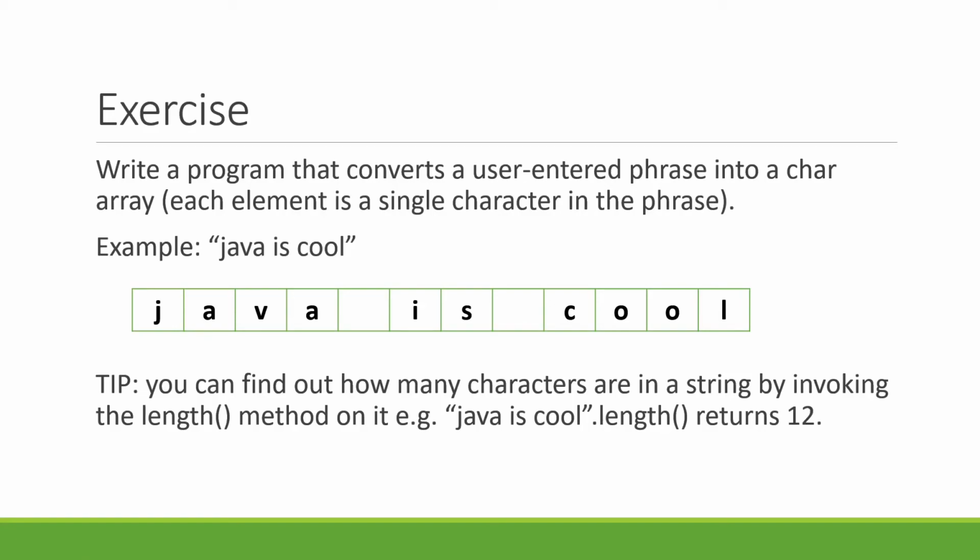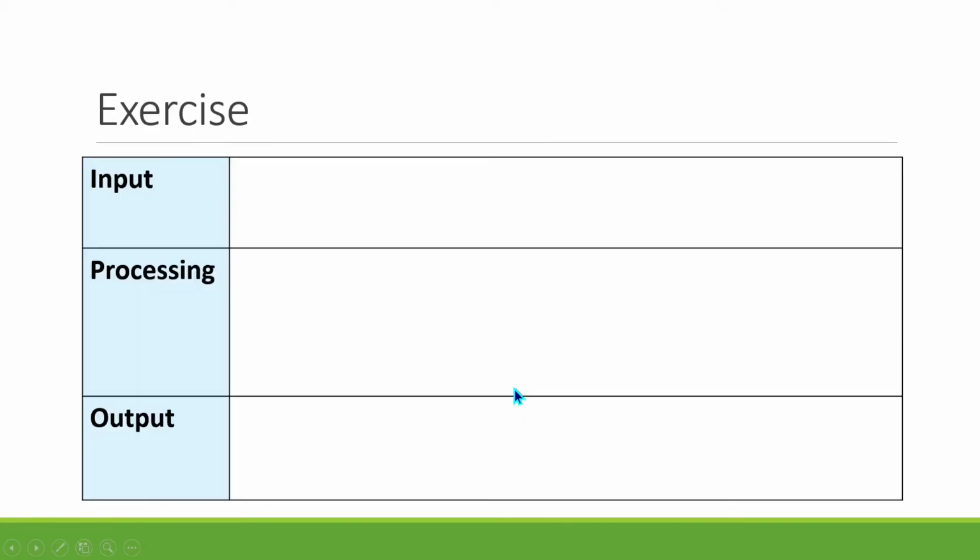Now here's a tip that's going to help you out. In the string class, there's a method called length. It's not a property like it is with an array. It's actually a length method. If you execute the length method on any string object, it will return the number of characters in the string object. So go ahead and pause the video, do the IPO chart and sketch out the logic, and then write the program. Then resume the video and I'll show you the answer.